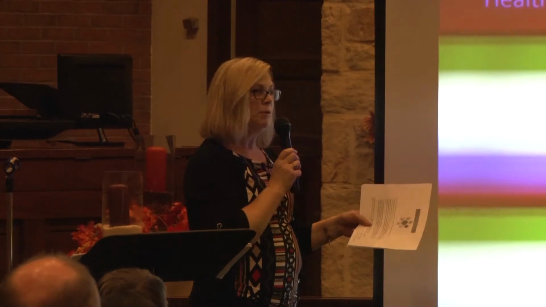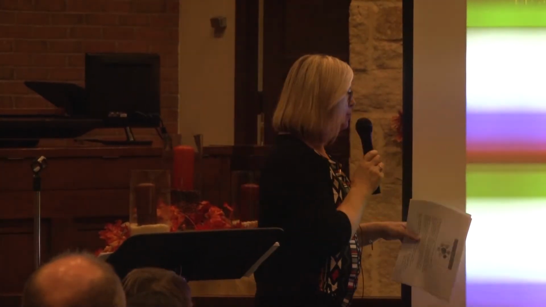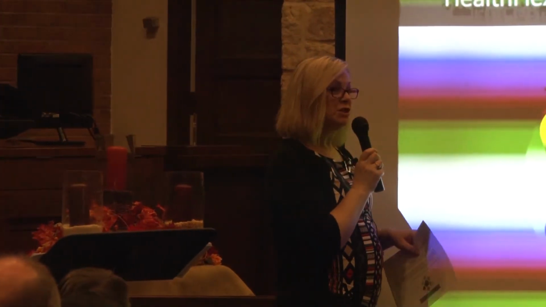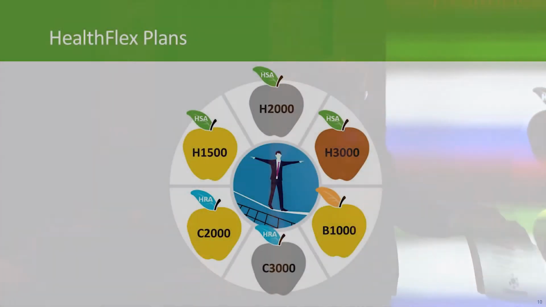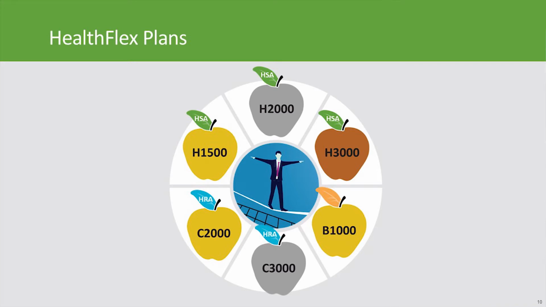So we know that the medical plans are denoted by the apples, and we talked a little bit about the colors of the apples. What I want to bring to your attention now are the leaves on the apples, and we'll start with the B1000. The B1000 has an orange leaf. It does not come with a health savings plan. If you have a PPO right now, you know that it does not come with a health savings plan.